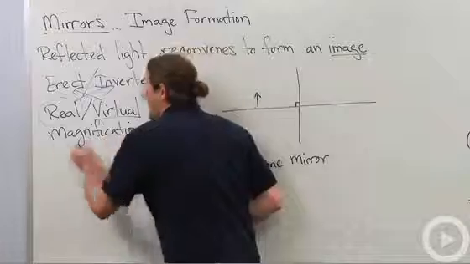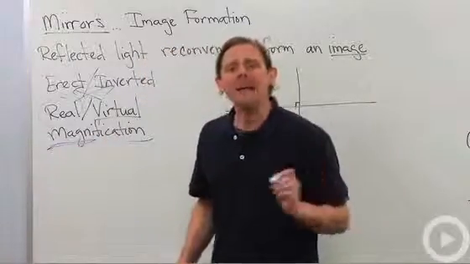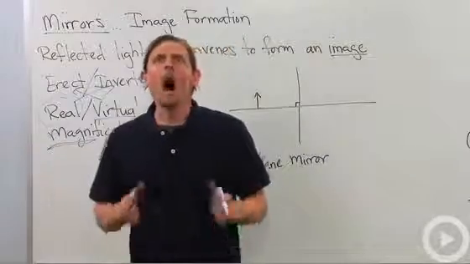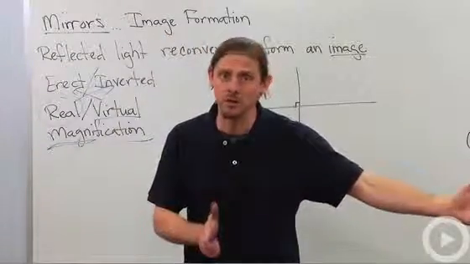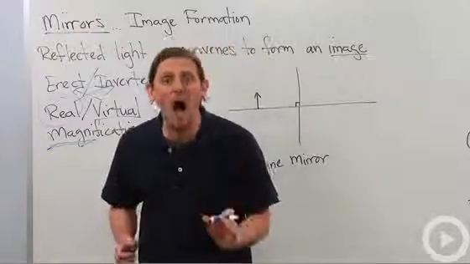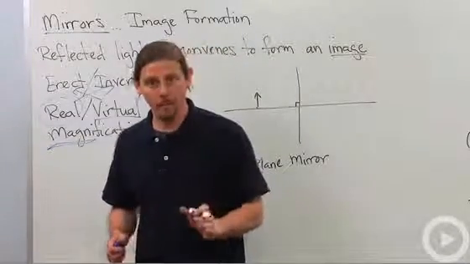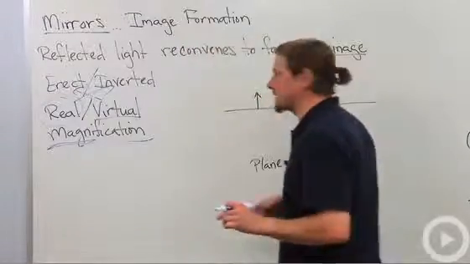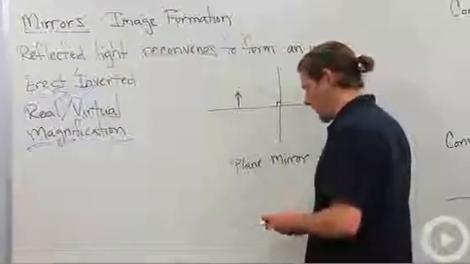And then, of course, we can have magnification. The magnification is always given by the ratio of how far the image is from the mirror divided by how far the object is from the mirror. All right? So let's just do this real quickly with the simplest case, that of a plane mirror.